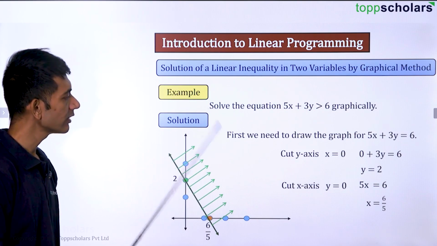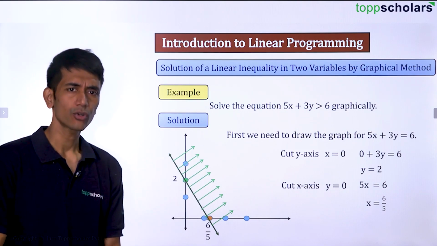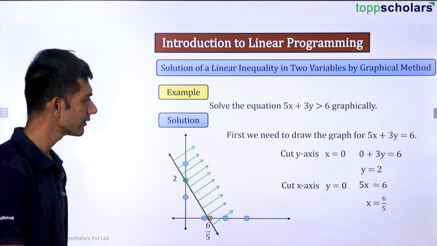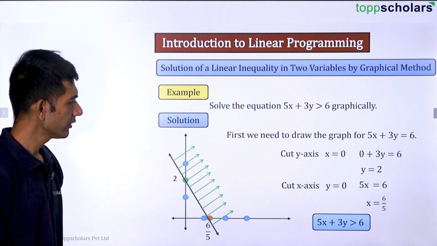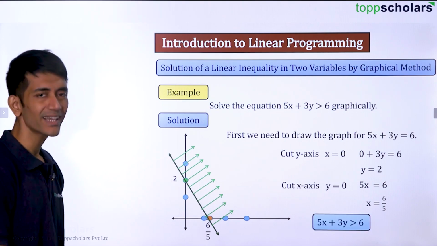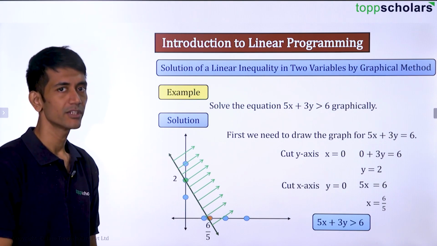So this is our feasible region. Anyways, we are going to talk about the feasible region later as well. So this is the graph of 5x plus 3y greater than 6. I hope this part is clear to all of you.